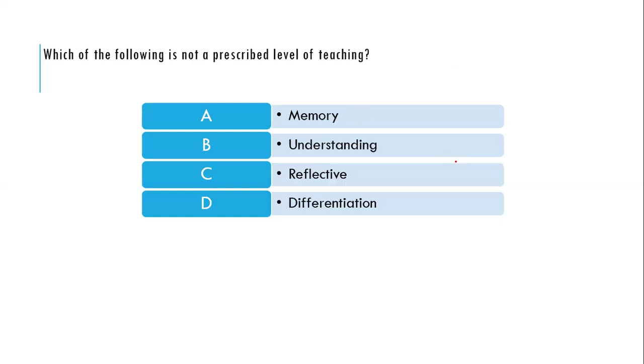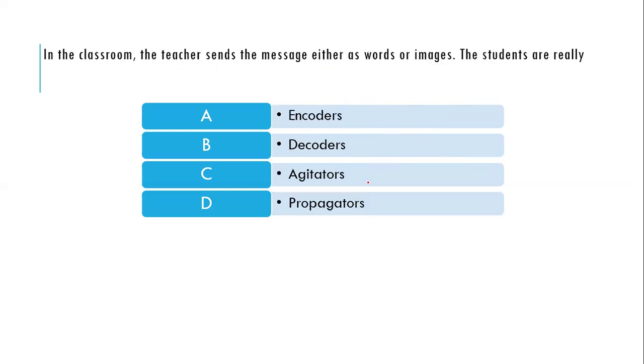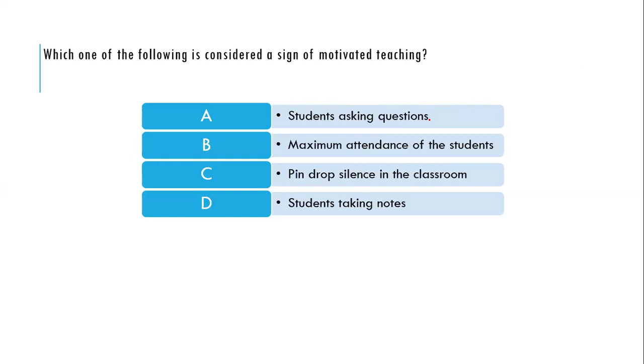Which of the following is not the prescribed level of teaching? Memory level, understanding level, reflective level, but differentiation is not prescribed. Then, in the classroom, the teacher sends the message either as words or images. The teacher is a sender, the student is a receiver. So students are decoders. Which one of the following is considered a sign of motivated teaching? Students asking questions. Yes, students asking questions would be considered a sign of motivated teaching.